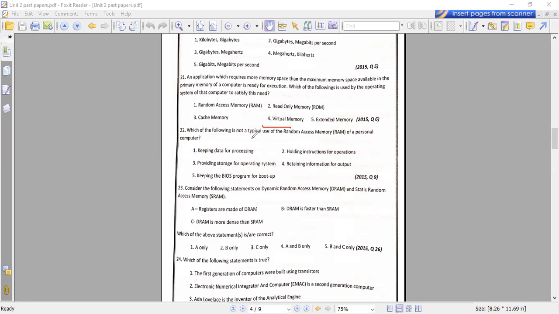22. Which of the following is not a typical use of random access memory of a personal computer? Keeping data for processing, holding instructions for operation, providing storage, keeping the BIOS program. The BIOS program is kept inside the ROM, not the RAM. Not a typical use. The fifth one should be the answer.